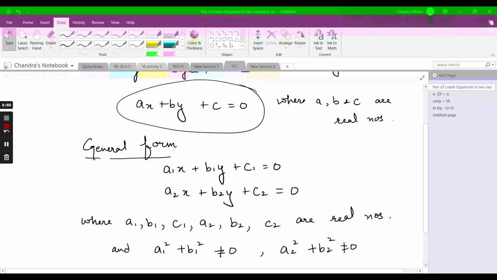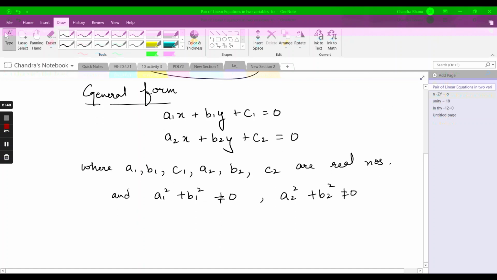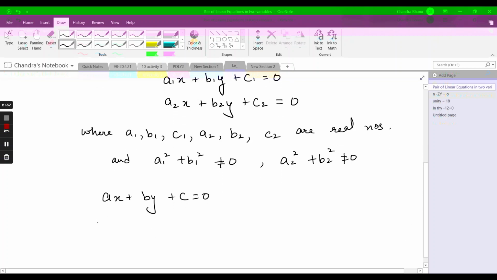What does this condition exactly mean? Let's try to understand. Now suppose I have any linear equation ax plus by plus c is equal to 0. Is it possible that both a and b can be 0? Can I say 0x plus 0y plus c is equal to 0? c can be any number. Suppose I say it's 5, or any number, 3. So is it possible that 3 is equal to 0? No, not possible.